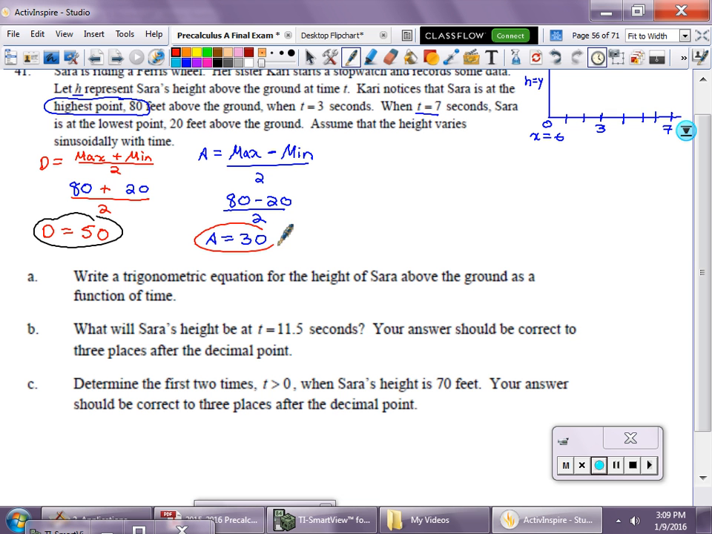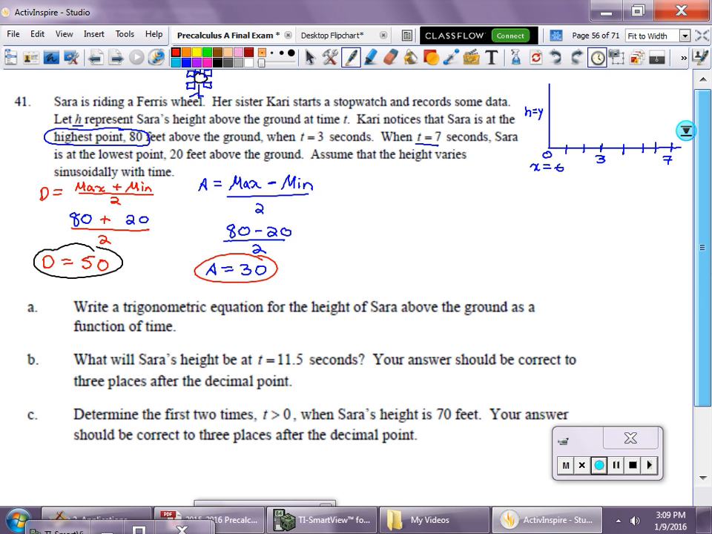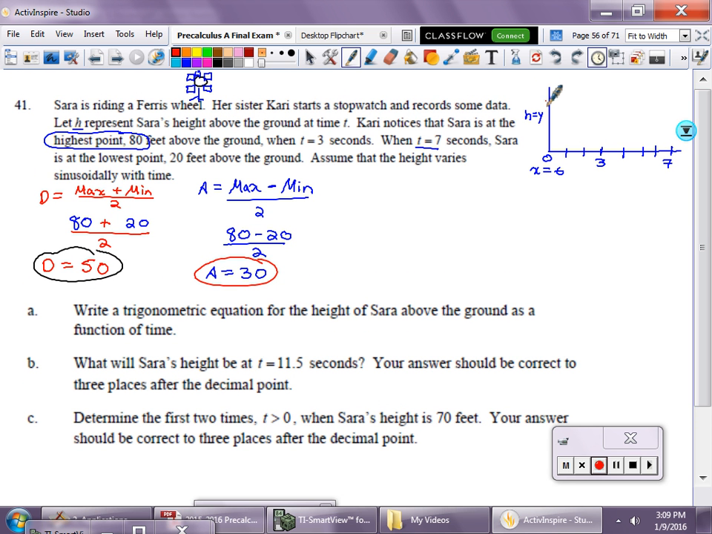Okay, you check these by putting them in a graph. This is also going to help your scale. And then your 30 is here. Your D is 50, so that's in the middle. And then you can check: 20 plus 30 is 50, and then 50 plus 30 is 80. The amplitude is the distance from your central axis to your maximum.